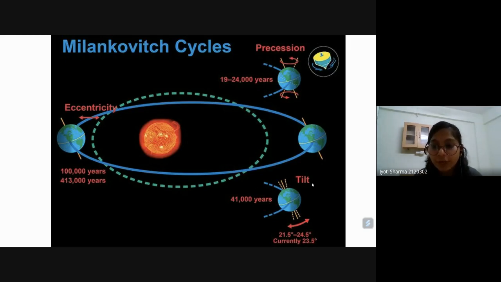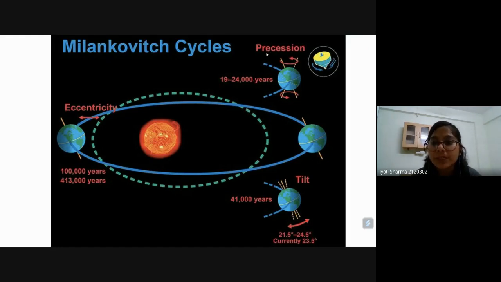If the tilt of the earth is changing, because it changes from 21.5 degrees to 24.5 degrees, it rotates around its axis. So it is the tilting of the earth's axis. If this is happening, this will also lead to a change in the climate. Okay, so it also takes thousands of years.